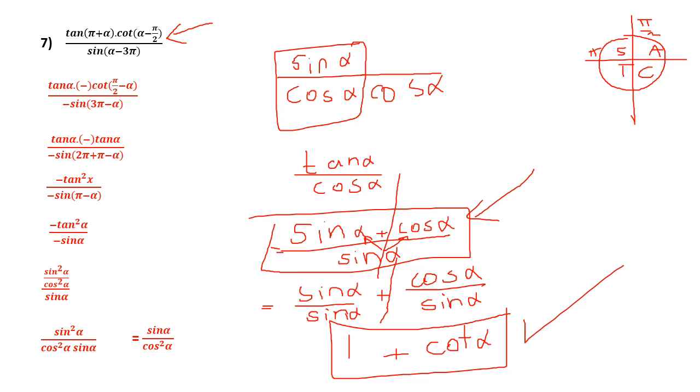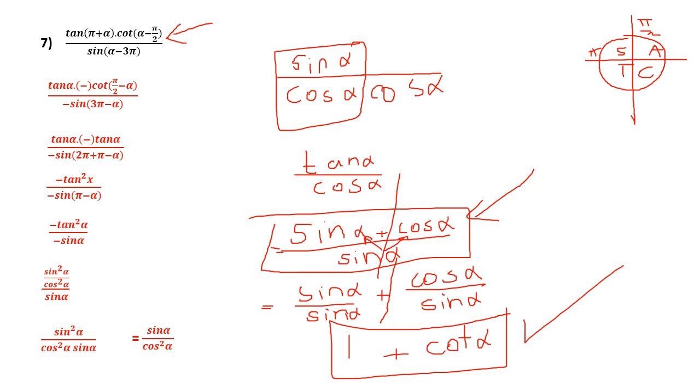I can take sine over cosine, it's tangent, right? So I will get tangent alpha over cosine alpha. So you can switch their position according to what you have.